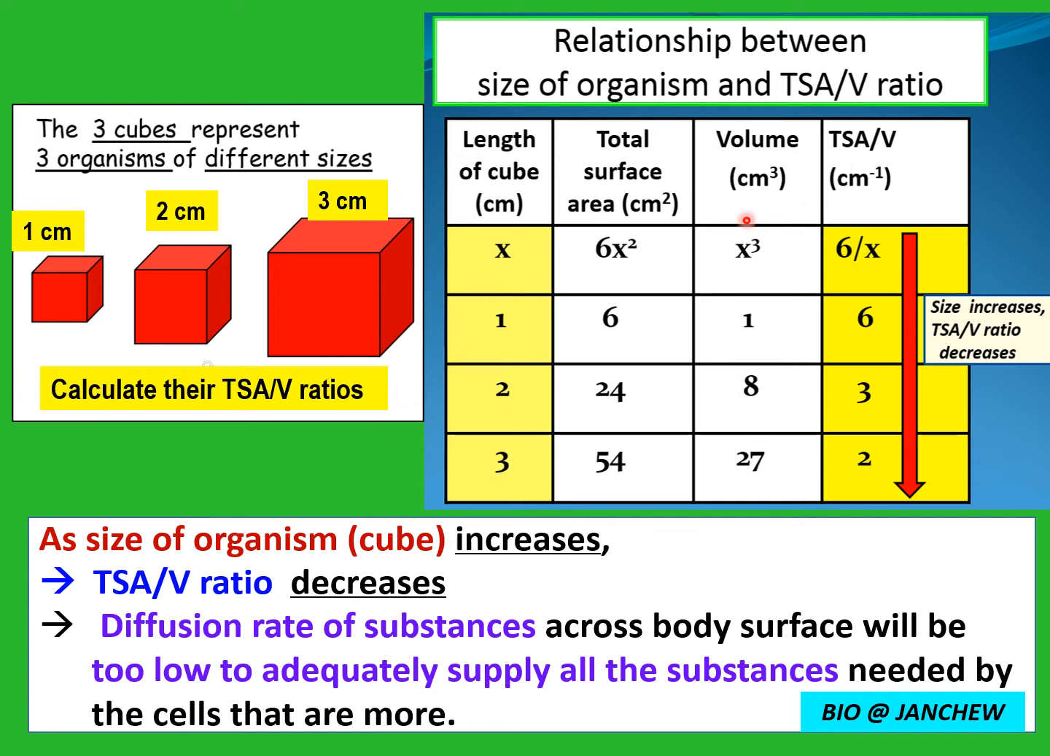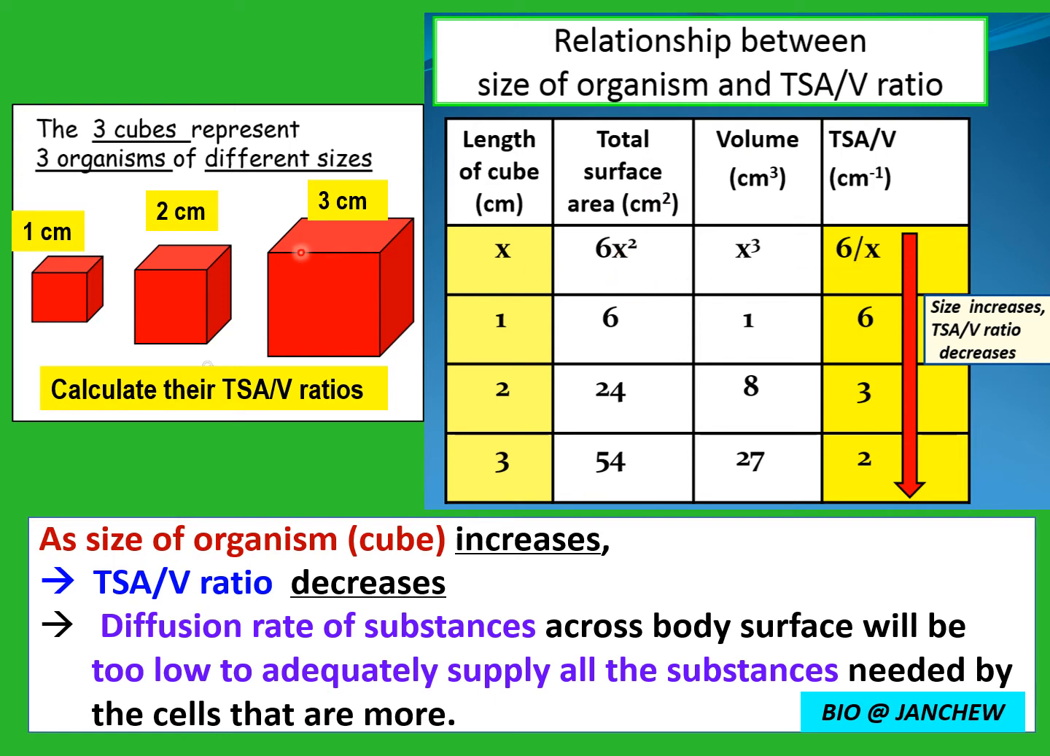First, we draw a table and we write down the titles: length of cube in cm, total surface area in cm squared, volume with the unit cm cube, the TSA per V value unit is per cm. Okay, that means cm squared divided by cm cube, you get per cm. Now, for the length of the cube, we can use an unknown value such as x, and then we can find the general formula for the total surface area, volume, and TSA per V.